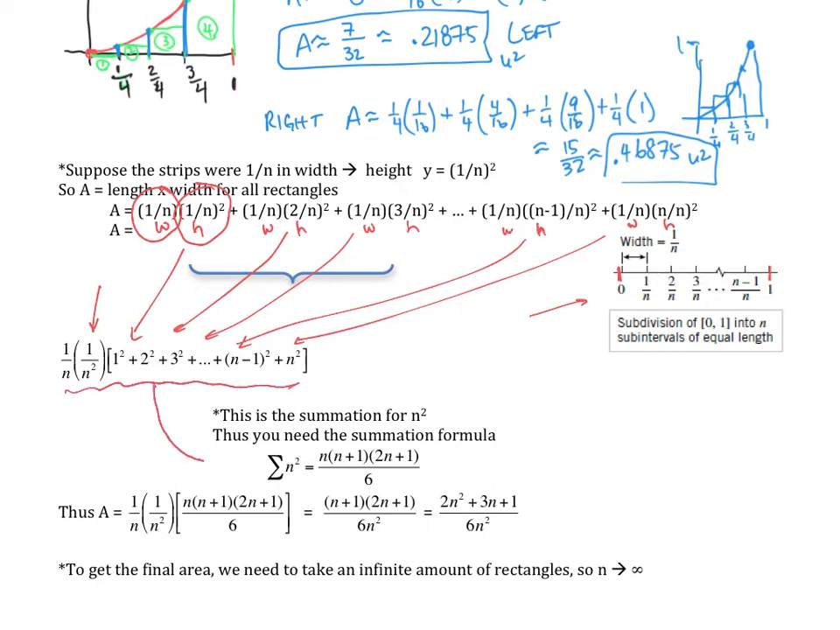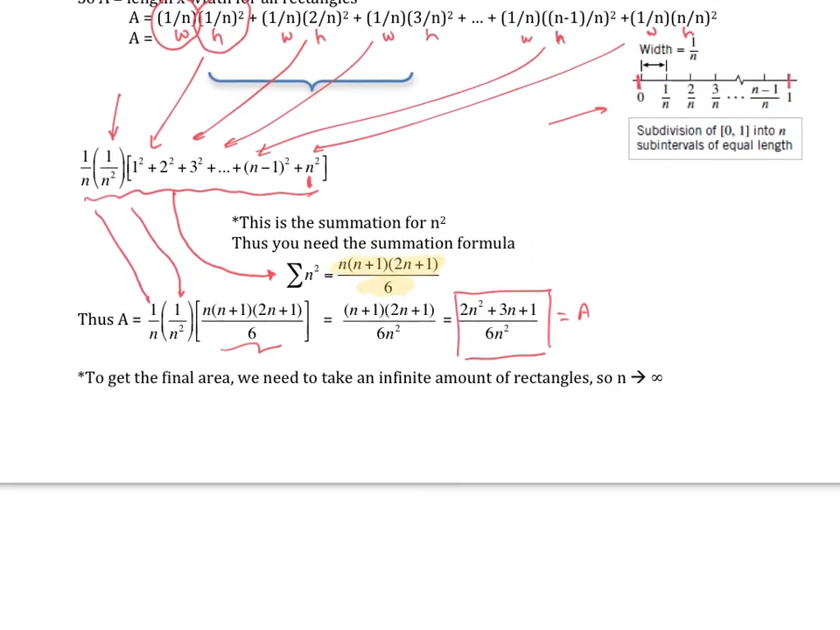Well, this is the summation right here of just i squared, and we have a formula for this summation. You learned this formula in previous courses, and it is right there. So I can substitute that in, and I'll end up with this 1/n, 1/n squared, and then the summation formula. I can clean all this up, and now I have a formula to find the area from 0 to 1 of this particular equation, this scenario.